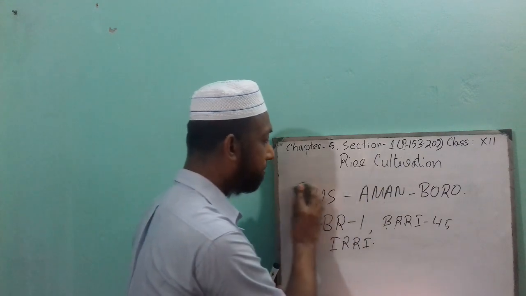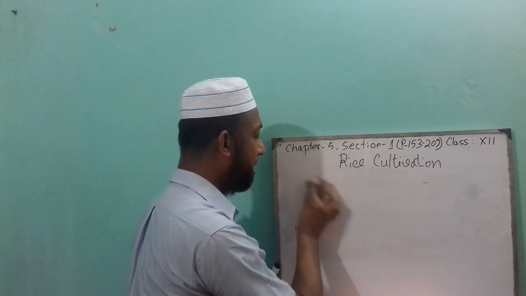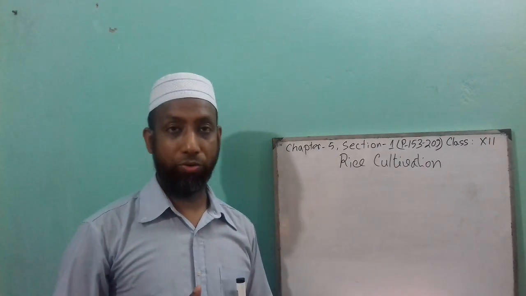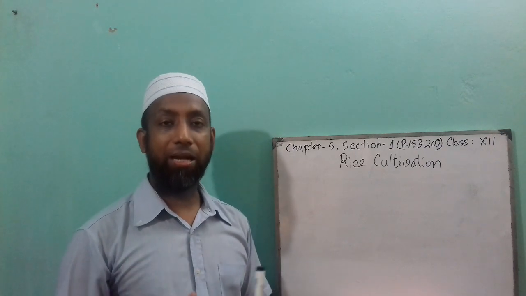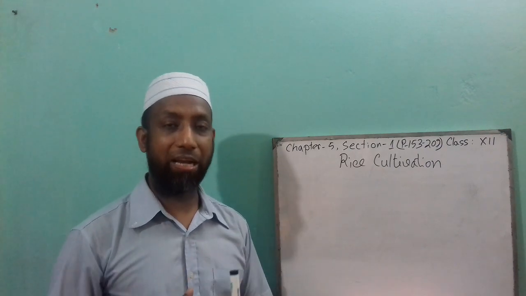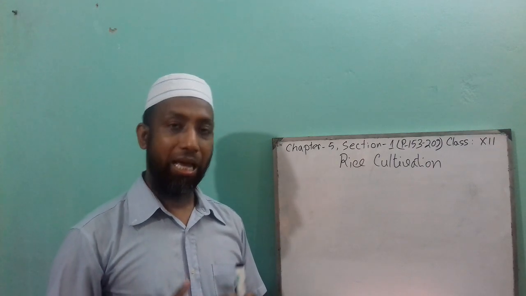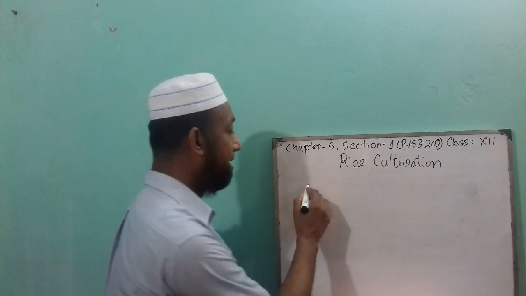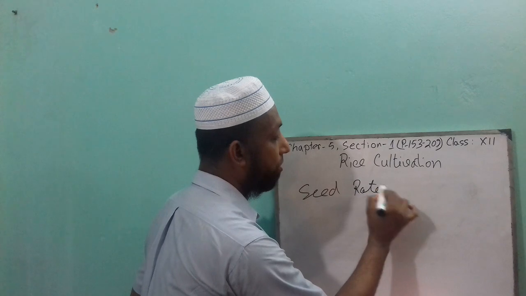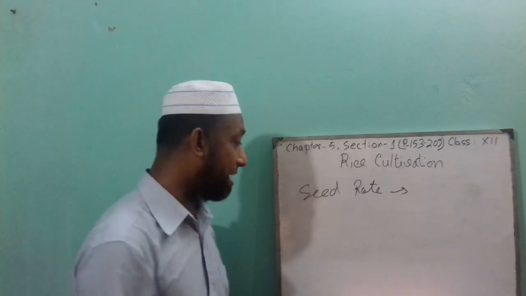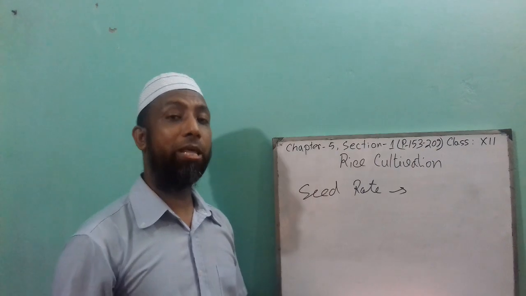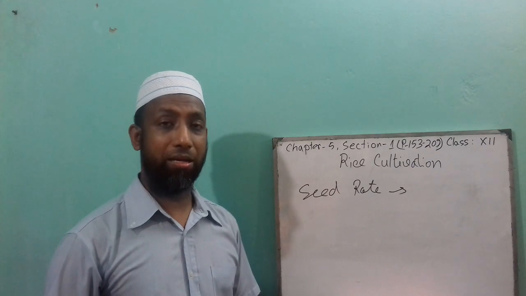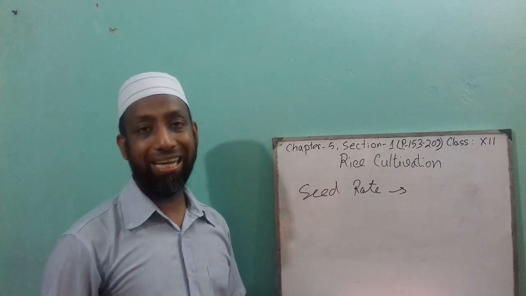And next is seed rate. You have to think about the seed rate. Seed rate depends on the cultivation procedure, because if you transplant the seedlings, that means line to line, that time you need a smaller amount of seed. If you broadcast the seed, that time you need more seed. That means when you cultivate by the broadcast method you need more seed, and when you cultivate by the line method, that means transplanting the rice, you need less seed.